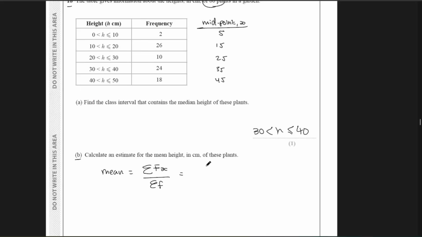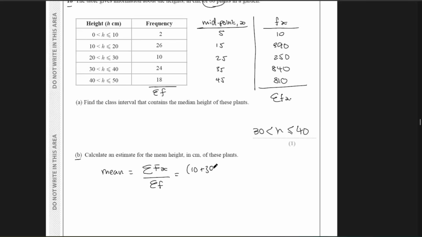We can solve the sum of f times x. We can also create a column for f times x. We can calculate 2 times 5 is 10, 26 times 15 is 390, 10 times 25 is 250, 35 times 24 gives us 840, and 18 times 45 gives us 810. So we can sum up all of this, and that'll be sum of fx, and we already have sum of f. So sum of fx would be 10 plus 390 plus 250 plus 840 plus 810.